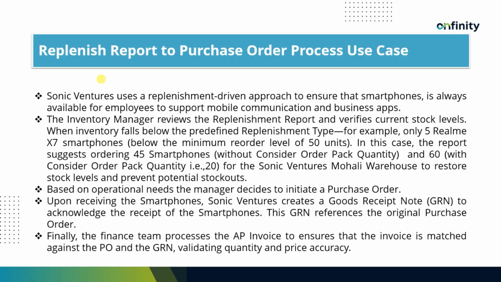The inventory manager reviews the replenishment report and verifies current stock levels. When inventory falls below the predefined replenishment level, for example, only 5 Realme X7 smartphones, below the minimum reorder level of 50 units, the report suggests ordering 45 smartphones without considering order pack quantity and 60 with considering order pack quantity, that is 20, for the Sonic Ventures Mohali warehouse to restore stock levels and prevent potential stockouts. Based on the operational need, the manager decides to initiate a purchase order directly.